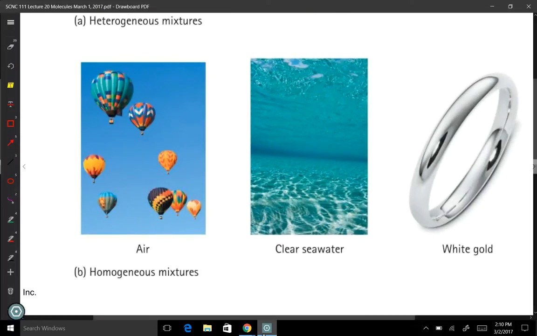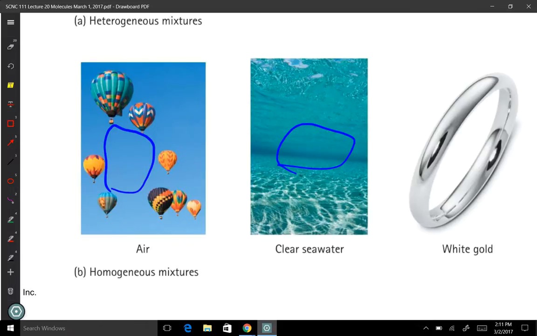Things that are homogeneous: air. The air, of course, is what we're seeing in here, not the hot air balloons. That's just to make it pretty. Water. The water there is all equally mixed. And, of course, the white gold there. White gold is not pure gold. It's a gold alloy, but you can't tell, oh, here's the gold and here's, what is it, platinum is the other metal in white gold? Does anybody know? I think it is, but I could be wrong.